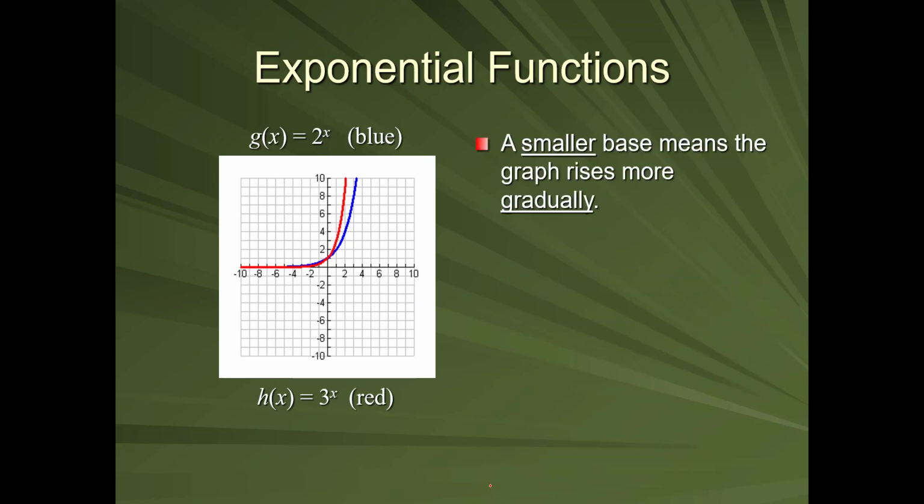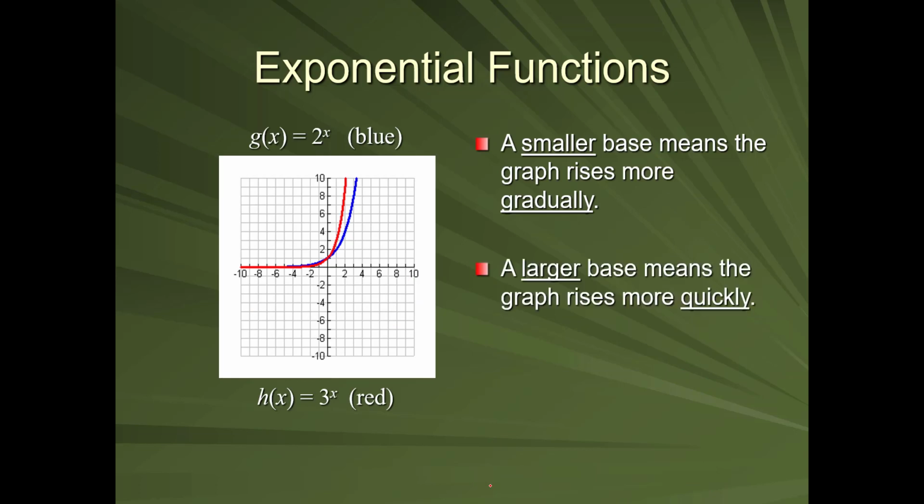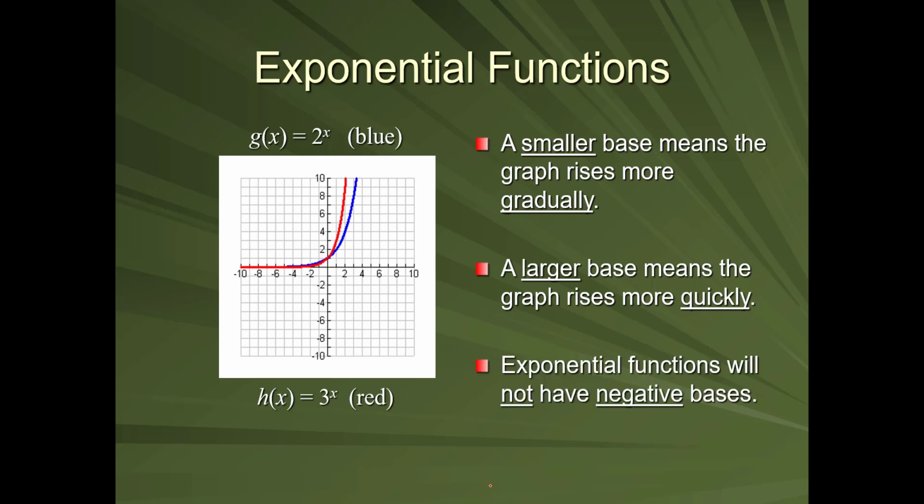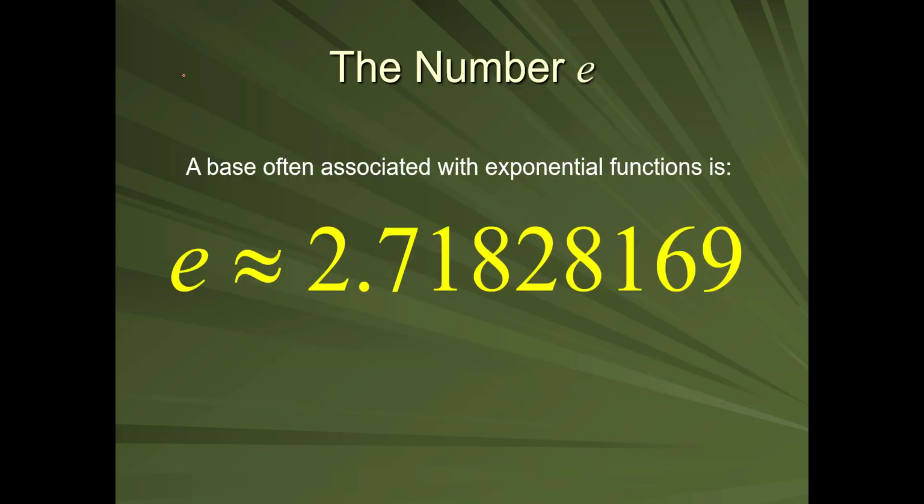And the smaller base means the graph rises more gradually. The bigger base means the graph rises more quickly. So when the base becomes larger, it's increasing at a much faster pace. An exponential function will not have a negative base. Remember, we defined the exponential function so that the base must be greater than 0, no negative number as a base.